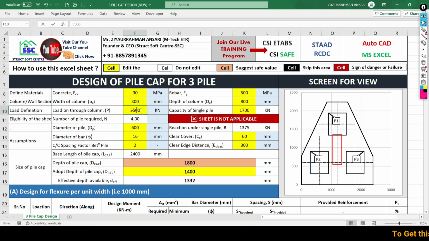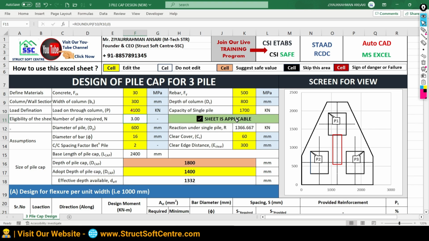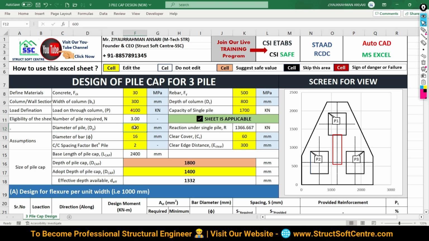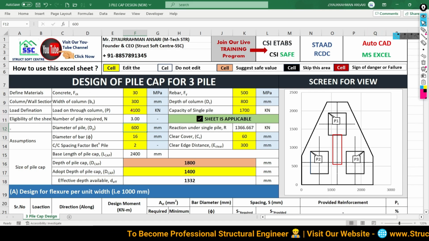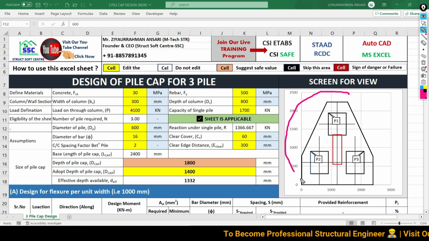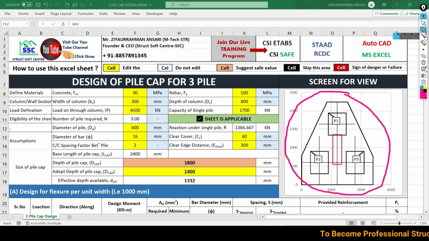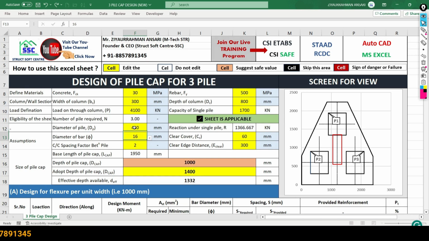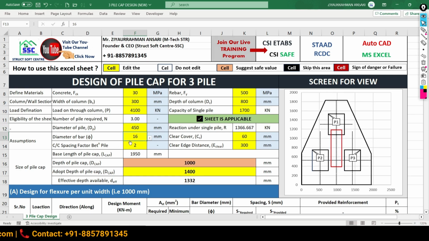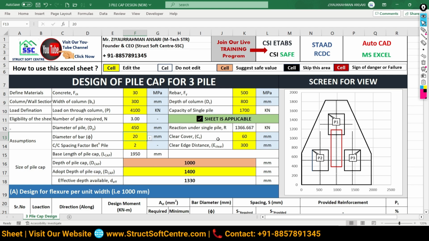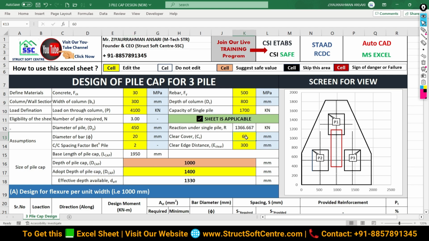In our proposed case, it is 4100 kilonewton, so the number of piles required is 3. The sheet is intimating that the sheet is applicable, so now you can proceed further. Now the diameter of pile is given as 450 mm, and at the same time just focus here. Automatically this drawing is going to change as per your definitions. So I am going to put 450 mm here. Now what? Diameter of bar, at the early stage, we are going to consider as 20 mm. Clear cover we are going to consider as 60 mm.